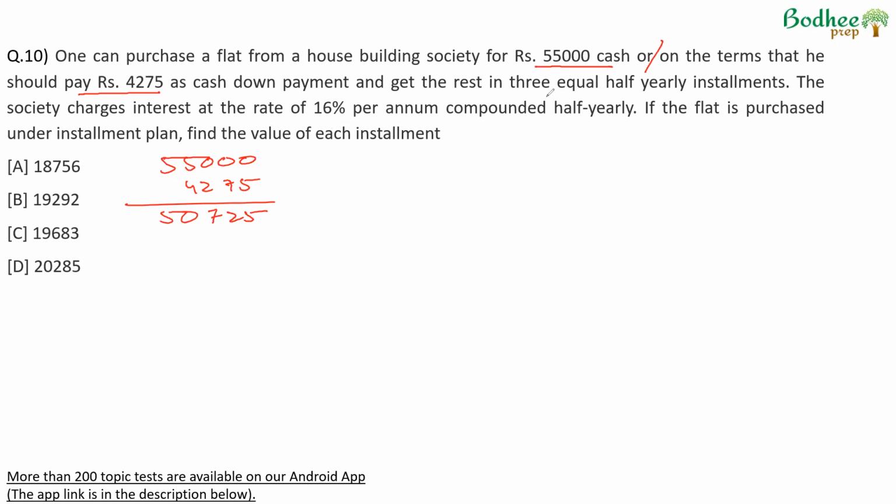and get the rest in 3 equal half yearly installments. The society charges interest at the rate of 16% per annum, compounded half yearly. So 3 installments of X each will be charged at 8% half yearly. So what we can do is we can find the present value of these installments and equate it to the loan. The loan is 50725 is equal to x.